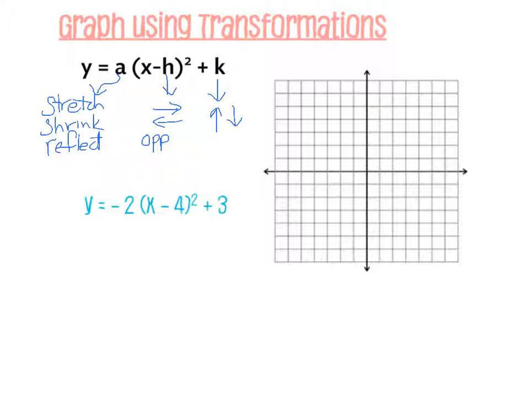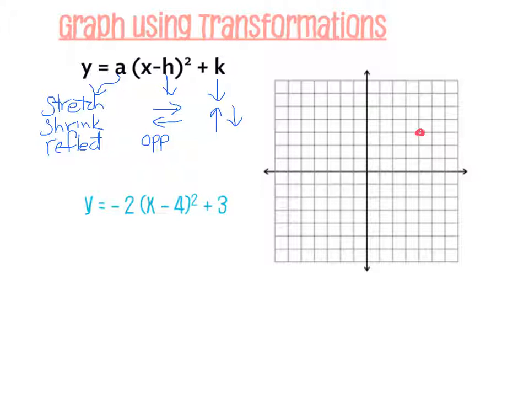Let's look at this example. The first thing I pick out is that translation, that left and right movement, because what it's actually moving is your vertex. Your vertex on a parent parabola would start off at the origin, but it's going to shift around. This particular one is going to go right 4 and up 3. Let's plot that. Right 4, up 3. This is going to be our vertex.